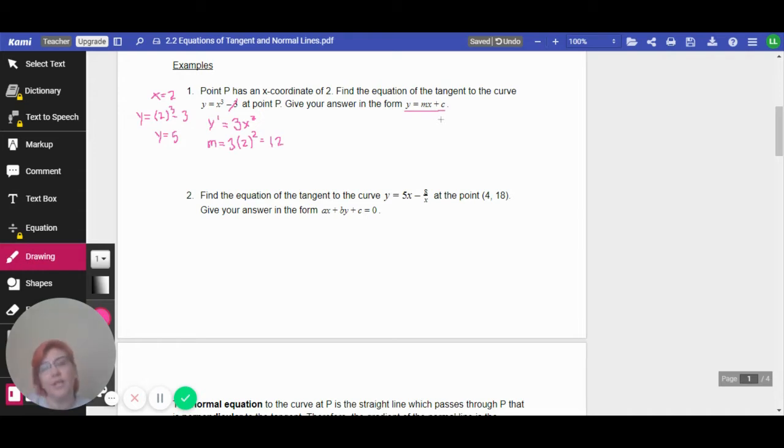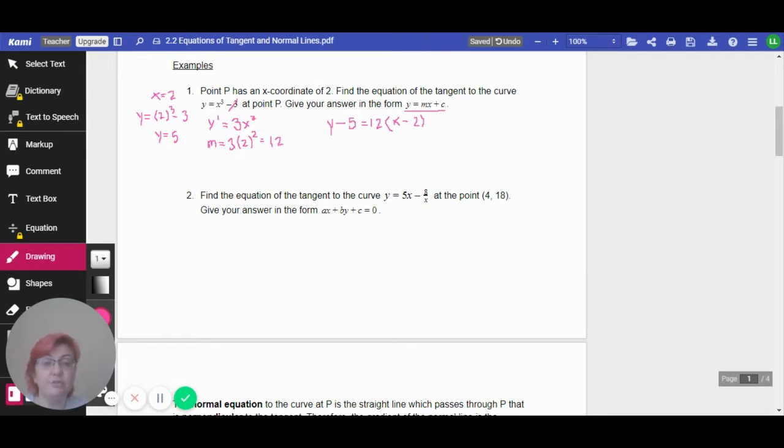Now, I know we want our equation in gradient intercept form, but it's easier to start out with point gradient and then convert over. So I've got my point, x and y, and I've got my gradient. So I'm going to do y minus my y value, 5, equals my gradient, 12, times x minus, and in my point, my x value is 2.